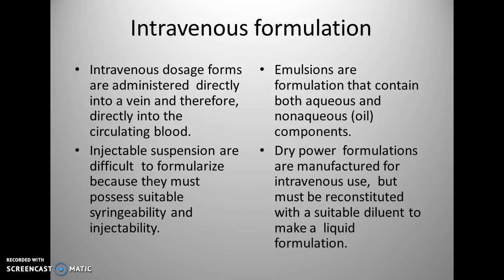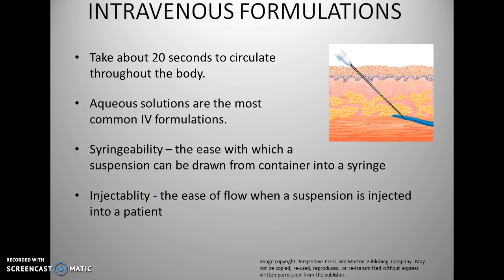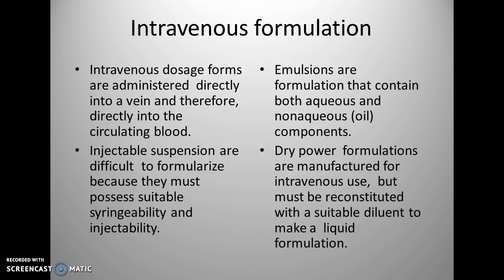Let's again look at intravenous formulations. Intravenous dosage forms are administered directly into the vein and therefore directly circulate within the blood, taking about 20 seconds to get around the circulatory system. Injection suspensions are difficult to formulate because they must be suitable for syringeability and injectability. We talk about syringeability, able to get from a vial, and able to be injected into the patient.